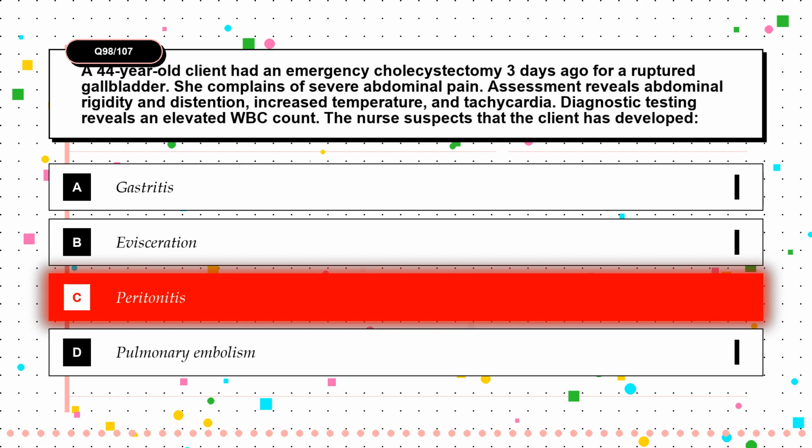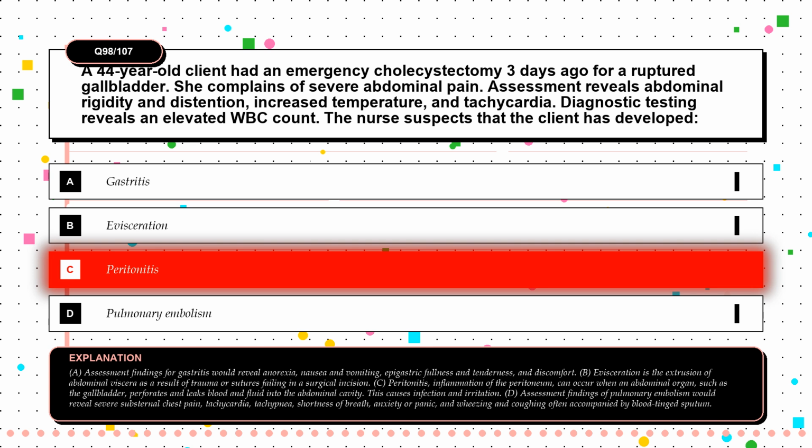The correct answer is option C. Peritonitis. A. Assessment findings for gastritis would reveal anorexia, nausea and vomiting, epigastric fullness and tenderness, and discomfort. B. Evisceration is the extrusion of abdominal viscera as a result of trauma or sutures failing in a surgical incision.